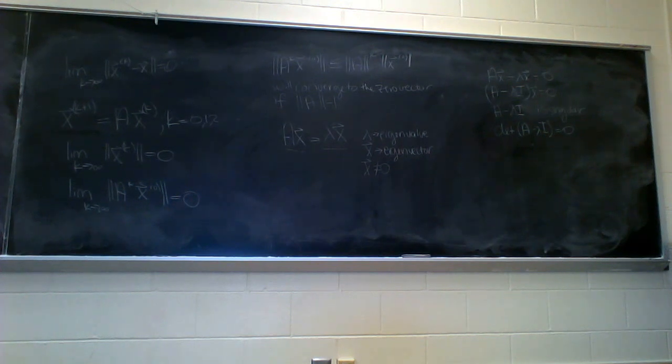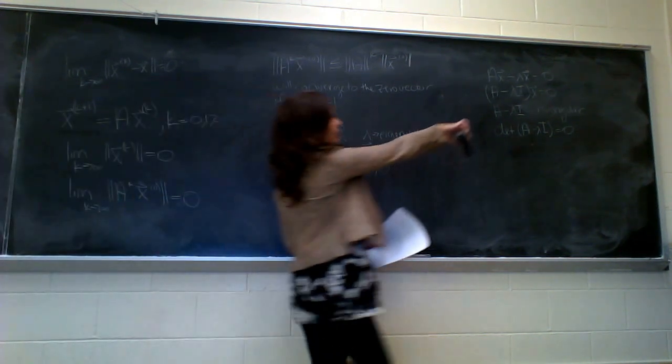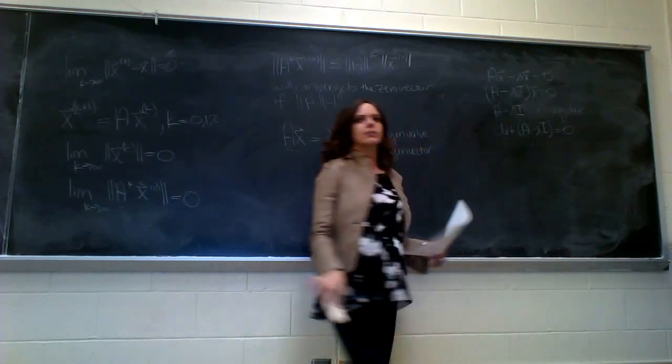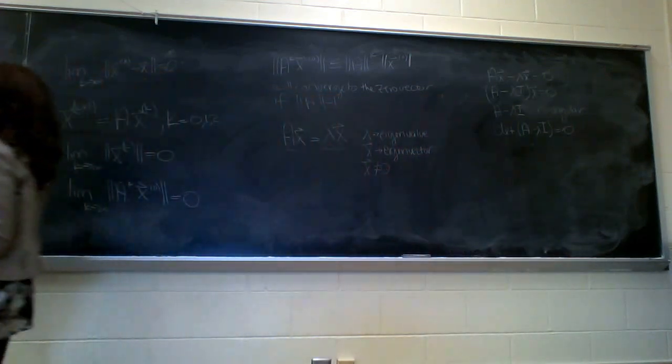Wait, so how do we know that A minus lambda I is singular? Oh, that's just the condition, right? Yeah, from this right here, from this matrix times x equal to 0. This is a singular matrix.